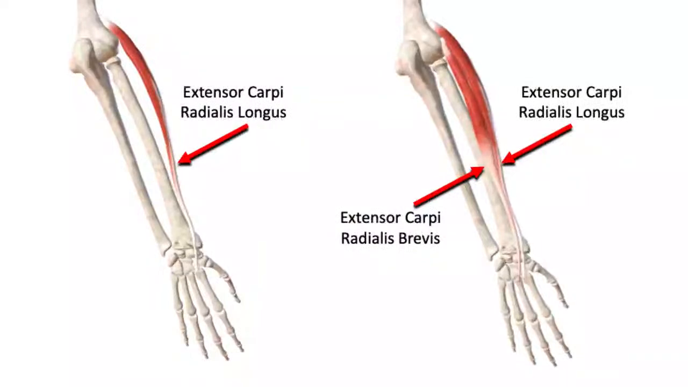There's the extensor carpi radialis longus on its own on the left-hand image, and now on the right-hand image, I've added extensor carpi radialis brevis, and you'll see that that inserts onto the base of the third metacarpal. And they're both supplied by a derivation of the radial nerve, and the radial nerve is absolutely derived from the posterior cord of the brachial plexus. So the answer to that question was true.